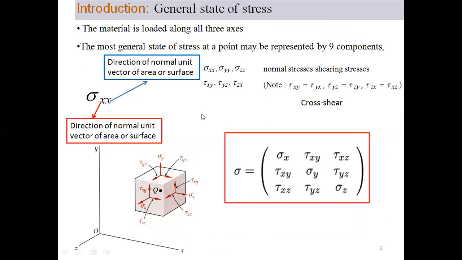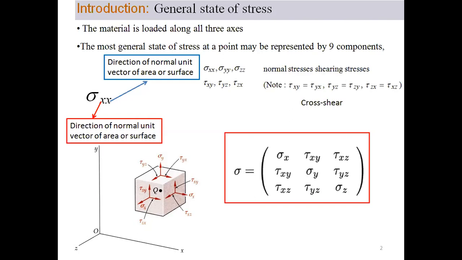As we discussed before, stress is neither scalar nor vector, rather it is a new quantity which is known as tensor. So the general state of stress, by general state of stress we mean when the material is loaded in all the directions. When the material is loaded in all three axes, the loading is along x-axis, y-axis, and also z-axis, then we call it the general state of loading or the general state of stress.